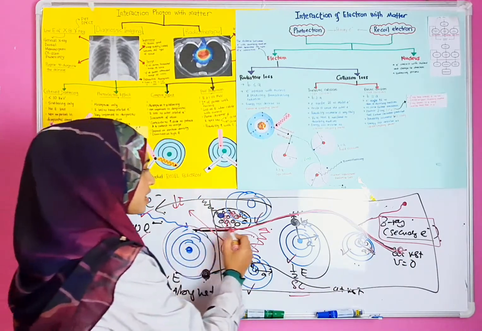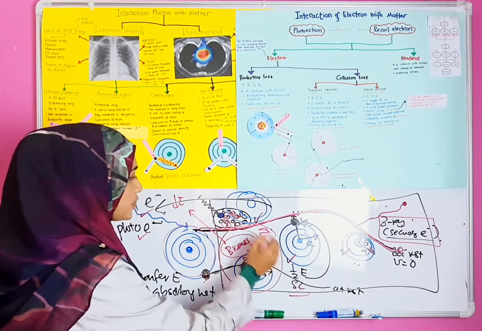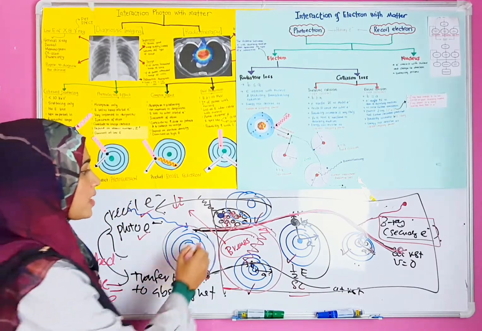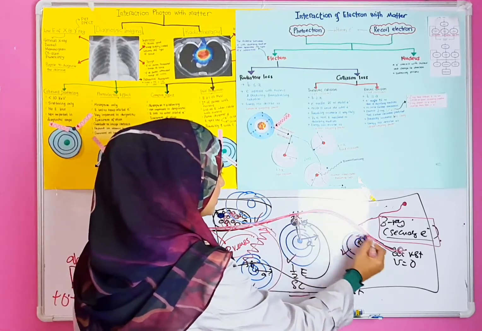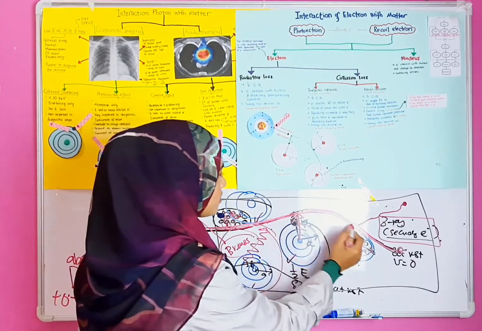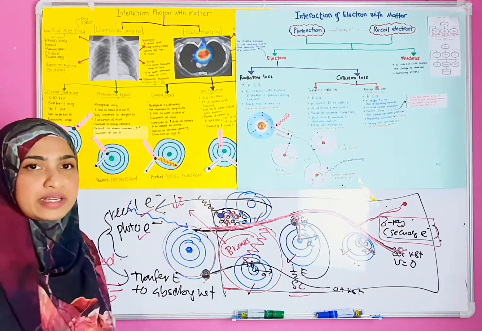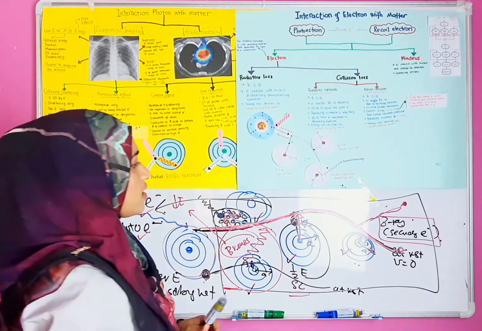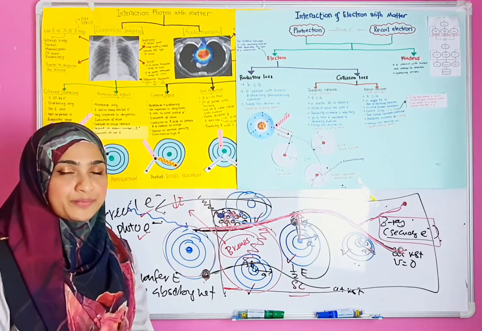So during the travel, it can be either radiative loss, where it produces Bremsstrahlung radiation, or it can produce ionization and excitation of the atoms, and also it can produce another ray known as a delta ray. Okay, I think that's all for interaction of electron with matter.